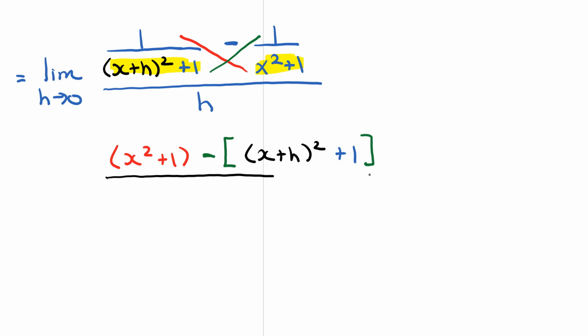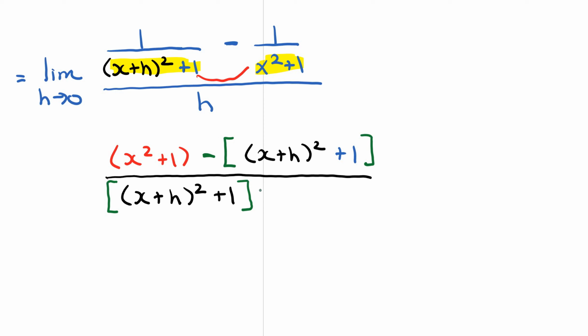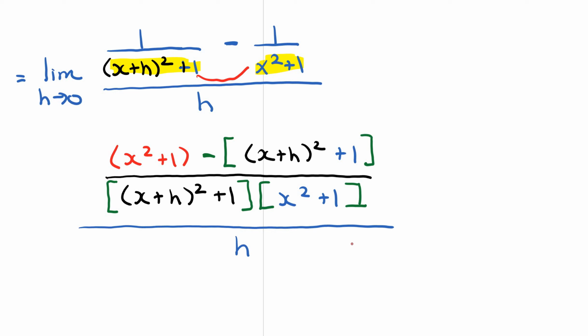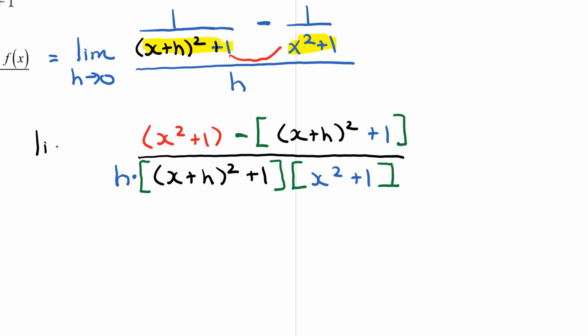And then that will be divided by, and what we do here is we just multiply the two denominators there. So let's have the x plus h squared plus the 1. I'll put a square bracket around that, and we're multiplying that with the x squared plus 1, with a square bracket around that. And then we're dividing this whole thing by h, right? And we know the h can just multiply with the denominator there. I will just put the h out in front here, just to make it very clear. And I'll get rid of all that. And then we have our limit as h goes to 0.